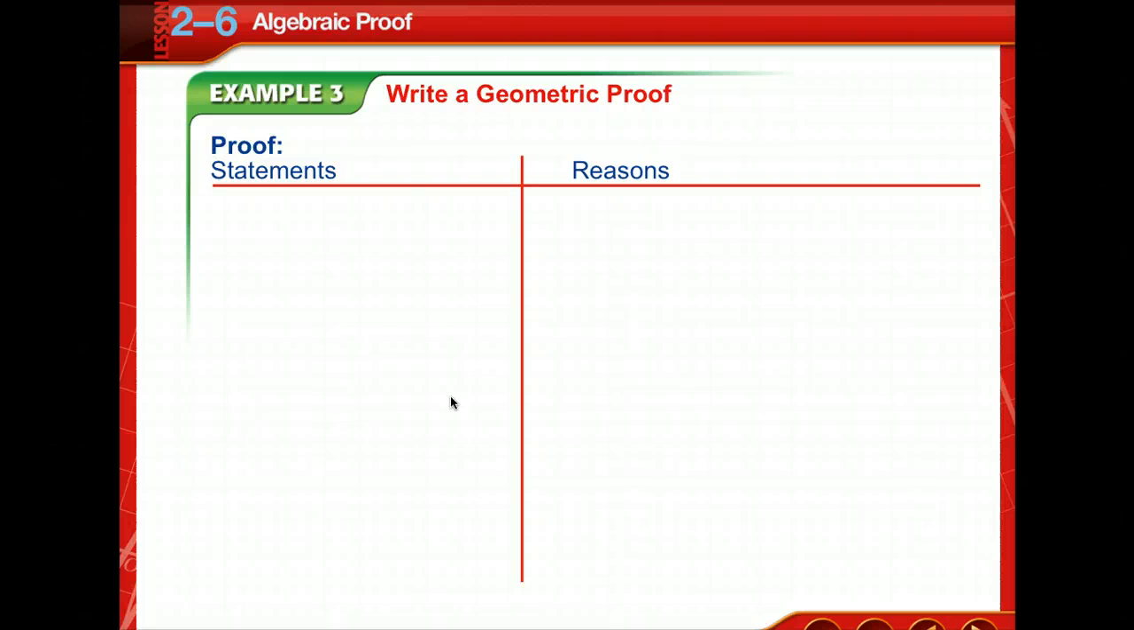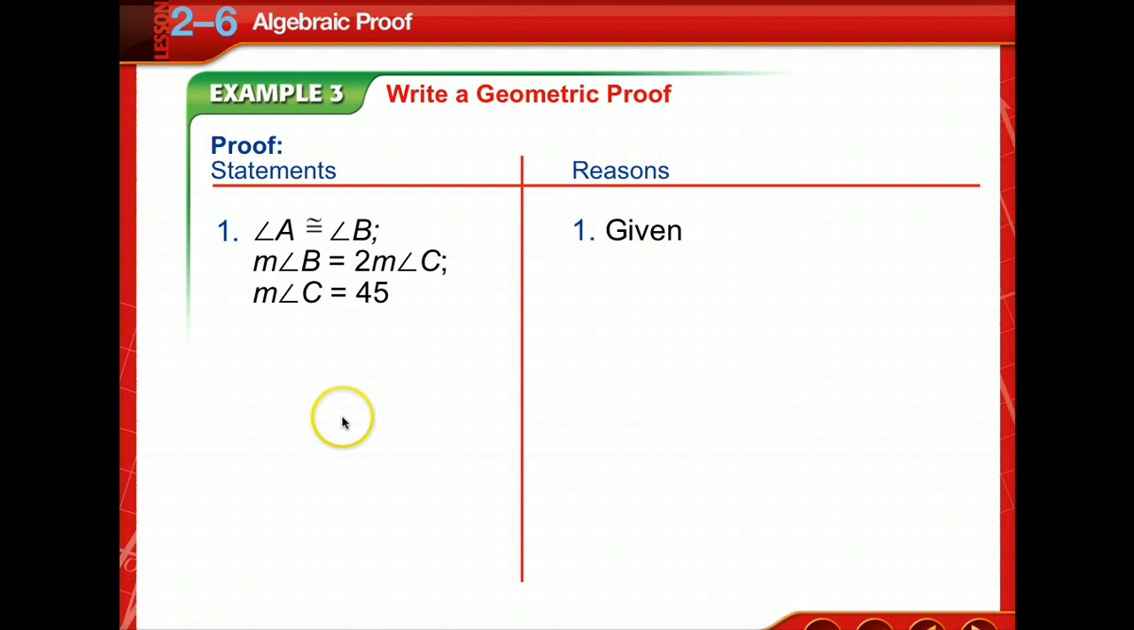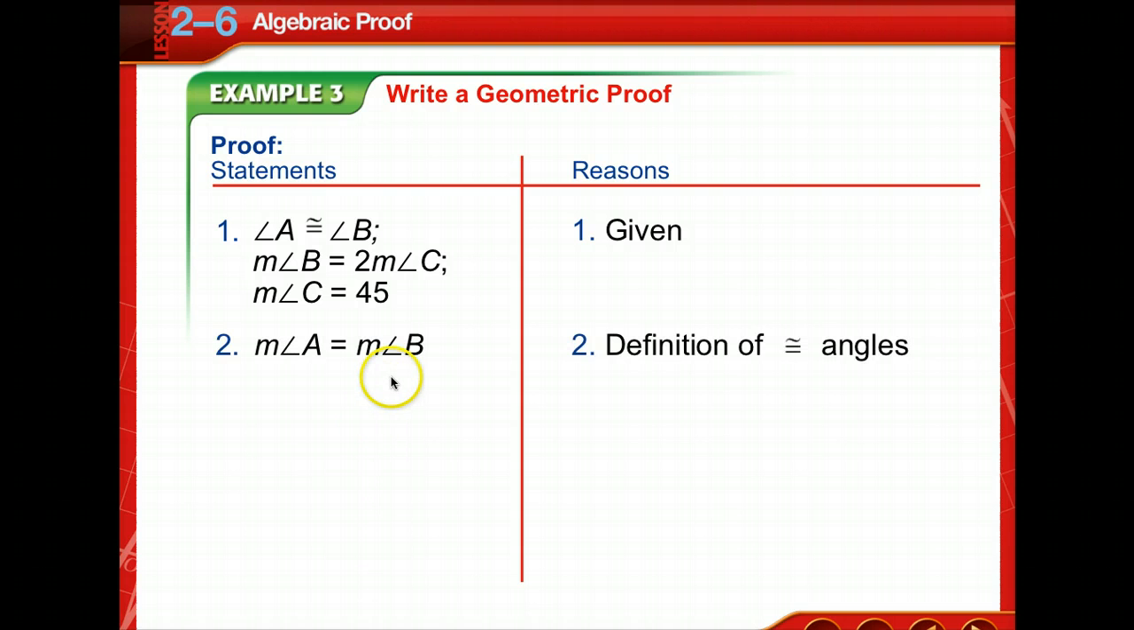Statements and reasons. So this is what we were given. We were given quite a bit to start with. Isn't that nice? Now, definition of congruent angles. If they're congruent, we can state that their measurements are equal.